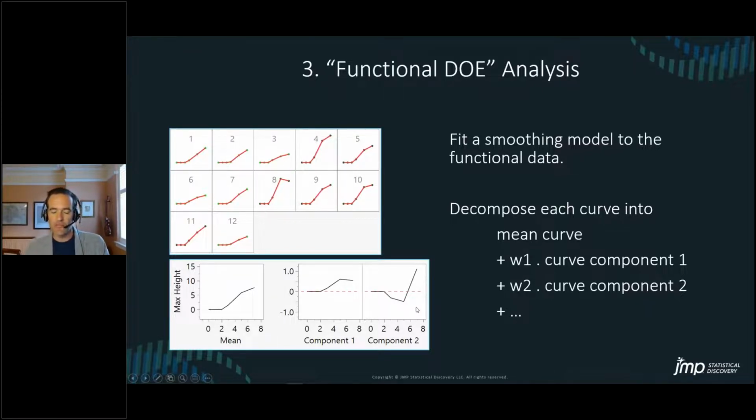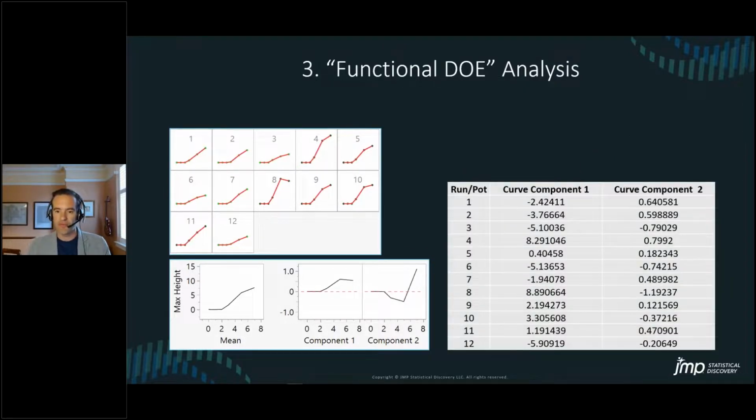In fact, it describes over 99% of the variation in these curves. So again, just to reiterate, we can describe our 12 individual curves now in terms of the mean curve, the mean growth curve, plus some amount of component 1 and some amount of component 2. So it looks something like this. For each run, now we've got a weight or an amount of each of those curve components. And that's what's characterizing the variation.